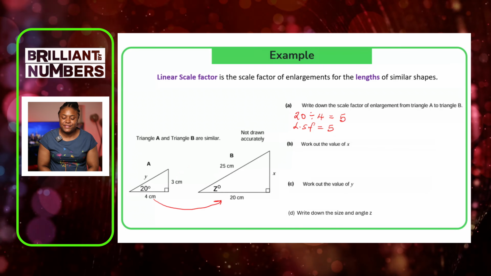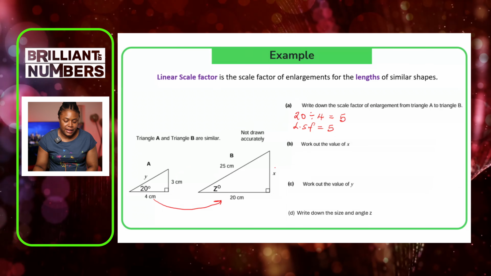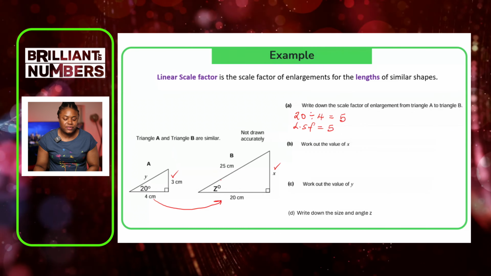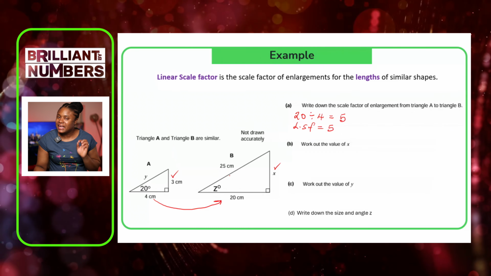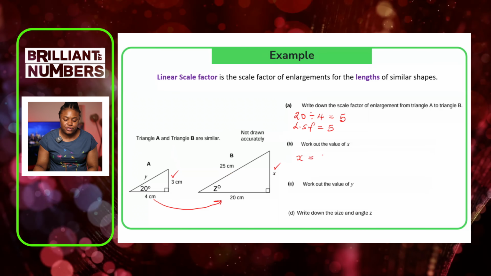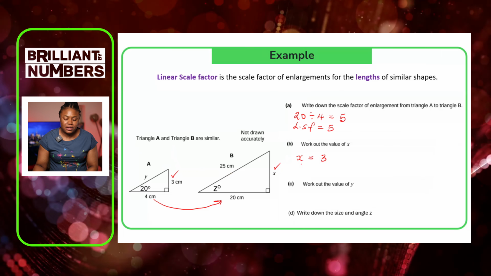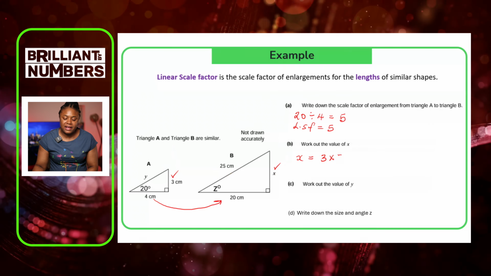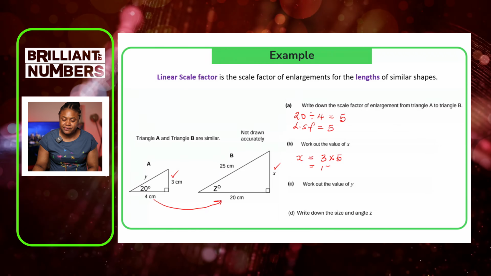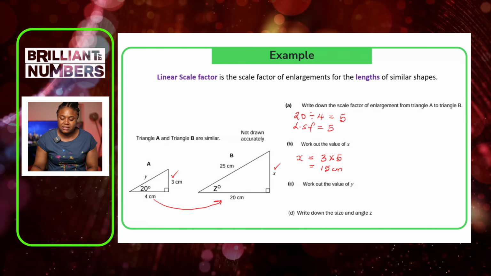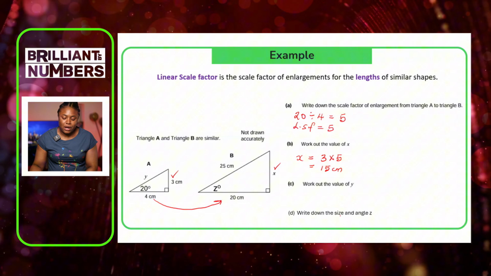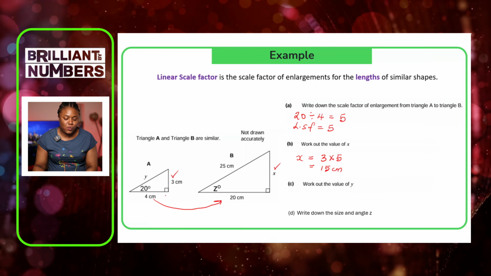So we're asked to work out the value of X. So X, find the matching side on shape A, which is 3. We know that 3 multiplied by the scale factor will get us X. So straight away, X is equal to 3, the corresponding side, multiplied by 5, which is my scale factor. So therefore, 3 times 5 gets me 15. So the answer, X is equal to 15 centimeters. Awesome. Now we're asked to work out the value of Y.